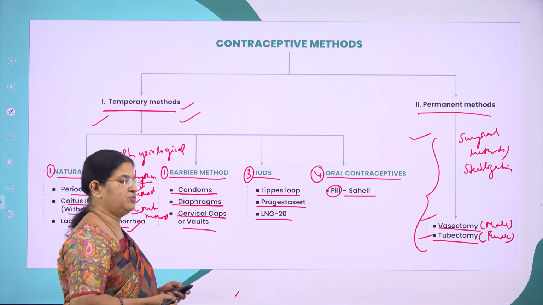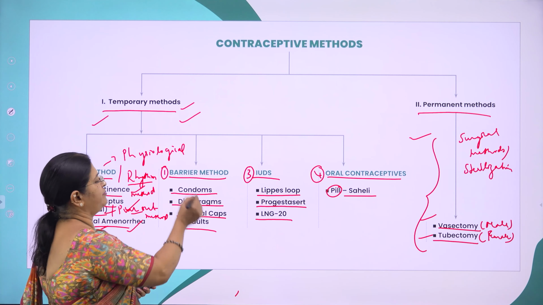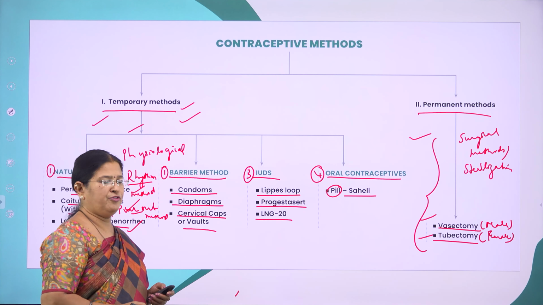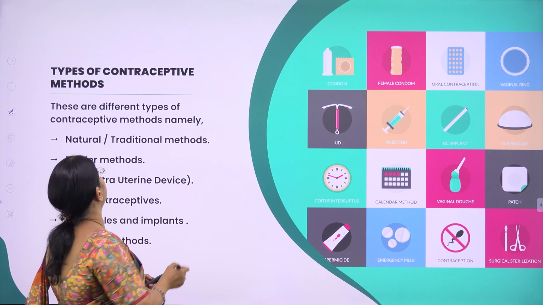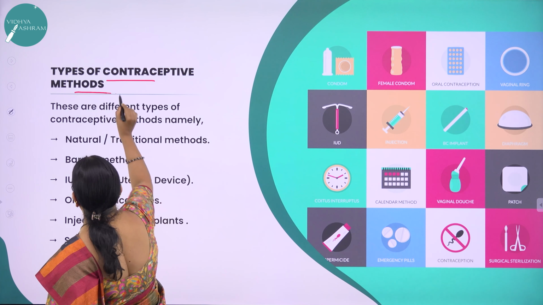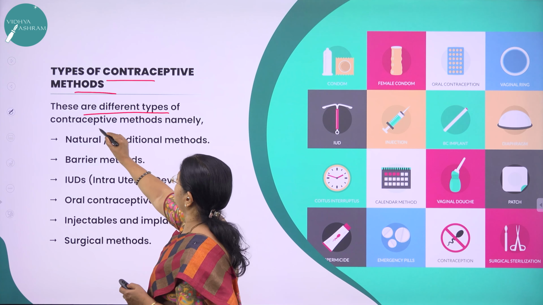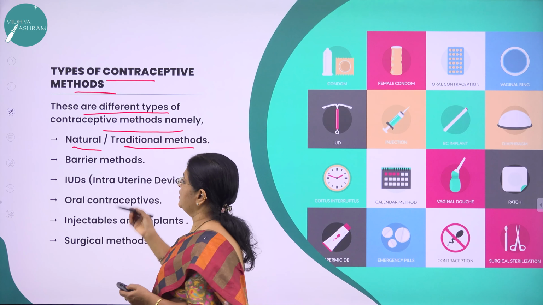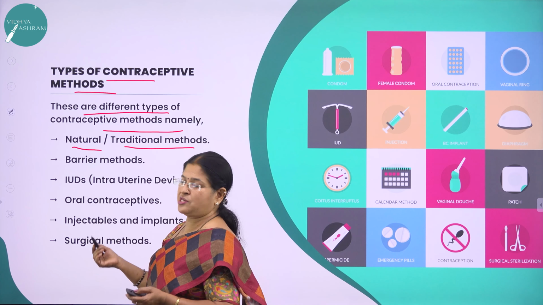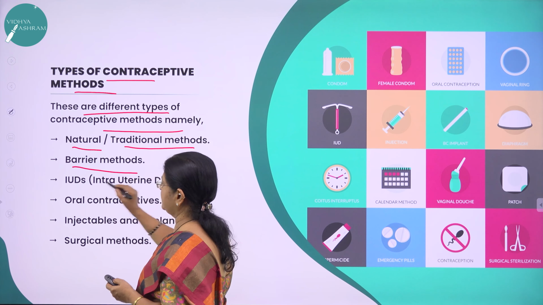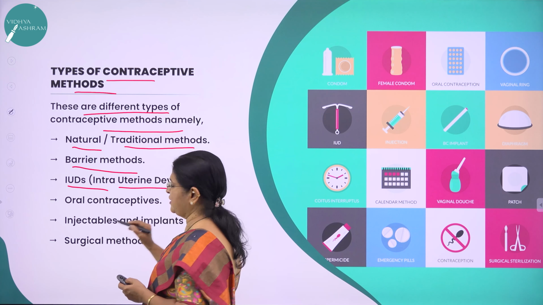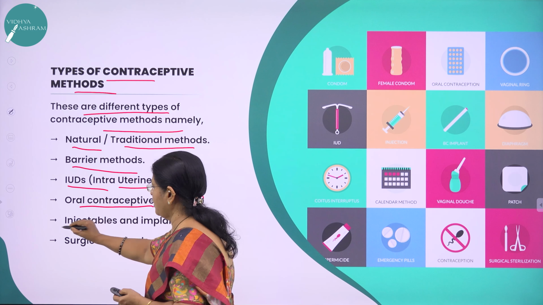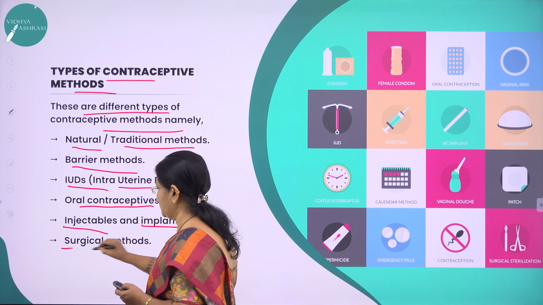What is contraception, what are contraceptive methods, and the different types of contraceptive methods, particularly the temporary method, which is divided into four types. Moving on to the types of contraceptive methods. These are the different types, namely natural, or also called traditional method. Then periodic abstinence is called physiological method also, and barrier methods, then IUDs, which is called intrauterine devices, oral contraceptives like the pills, then one more called injectables and implants, and surgical methods.